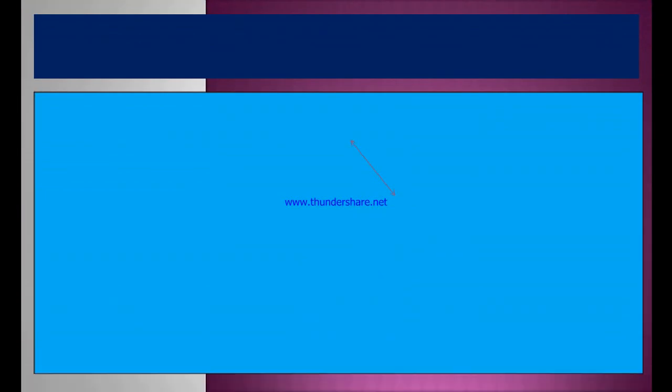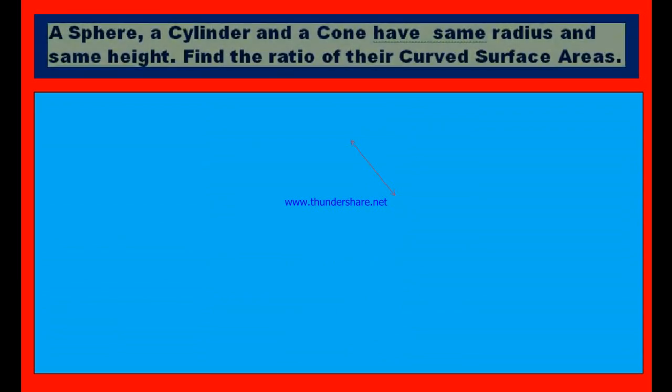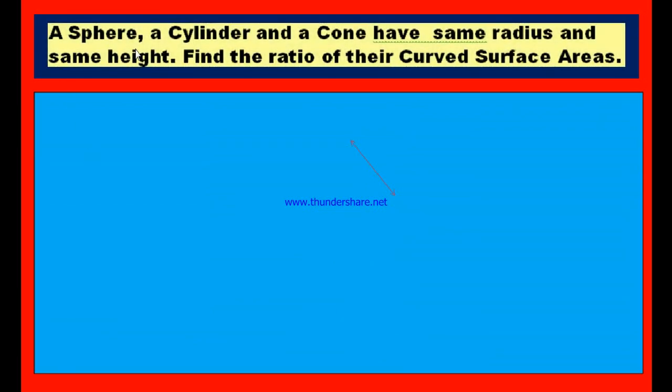Now, let us solve another question. Here is the question. A sphere, a cylinder and a cone have same radius and same height. Find the ratio of their curved surface areas. I shall repeat the question. A sphere, a cylinder and a cone have same radius and same height. Find the ratio of their curved surface areas.